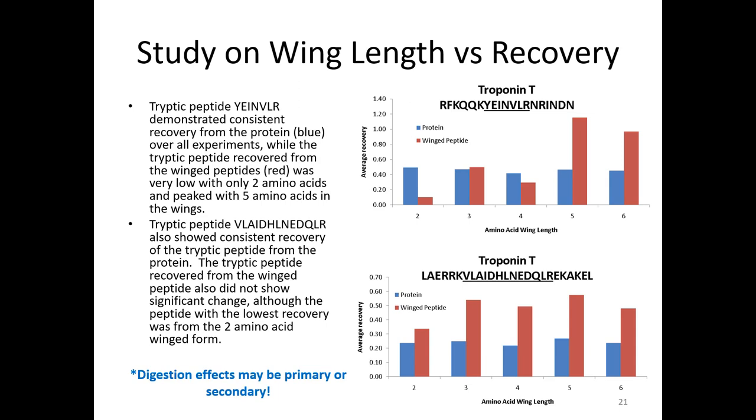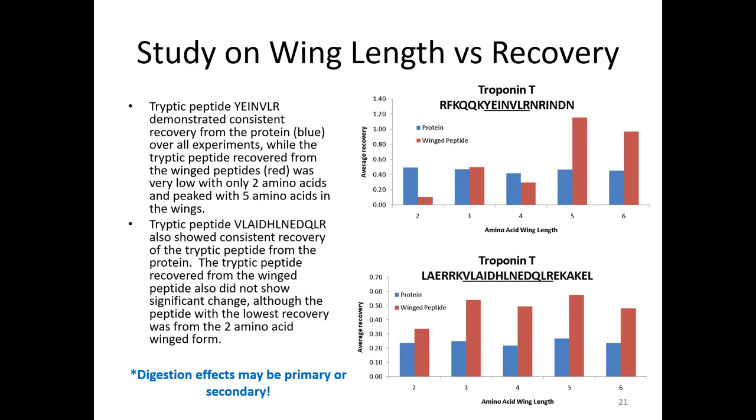So then we looked at the effect of the wing length on peptide recovery. Here the blue bars are the peak areas from the tryptic peptide coming from the protein, and we had a series of different samples, and each sample had the winged peptide with 2 amino acid wings, 3, 4, 5, and 6. So the protein is spiked in the same amount in all samples, and we tried to match the winged peptide concentration with the protein concentration in a mole-mole 1-to-1 ratio.